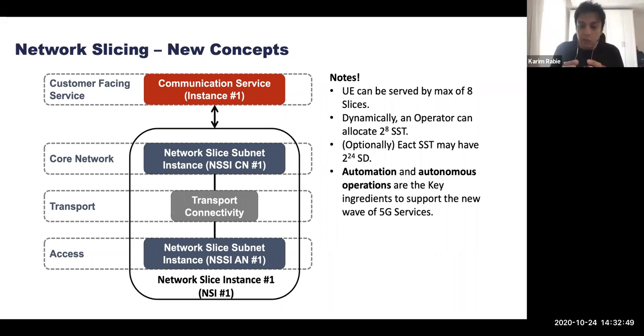All these inputs, all these facts lead to one direction, which is actually the last point. Automation and autonomous operation are the key ingredients to support this new wave of 5G services. We cannot tolerate the old way. We cannot tolerate reactive maintenance, because if the SLA is violated, you lose money. You don't want to violate the SLA, and you want to keep your customers. So those are the compelling reasons to have machine learning and artificial intelligence aid in the operations of network slicing.